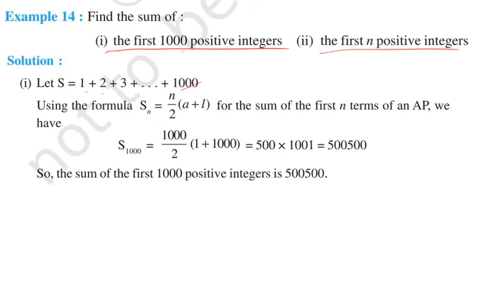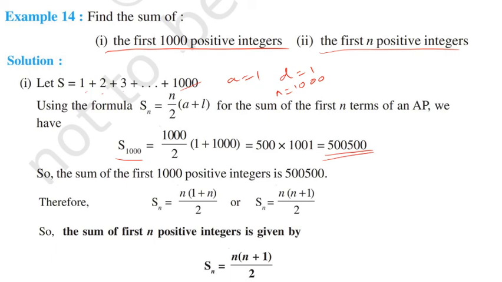Simply apply the formula. What is a here? a is equal to 1. The common difference is also 1. And the number of terms n is equal to 1000. So apply the values in the formula, you will get S1000 is equal to 1000 by 2 into (1 plus 1000), which is 500 into 1001, and the final answer will be 500500, which is the sum of the first 1000 positive integers.